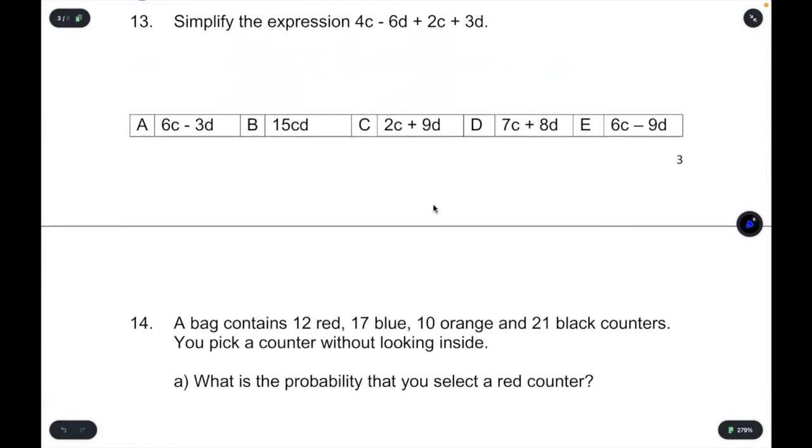13, simplify the expression 4c minus 6d plus 2c plus 3d. This is still the topic of algebra, which is where we're dealing with these letters that have unknown values. What we do in a case like this is we collect what we call like terms, so things that have the same property. These c's, the 4c and the 2c, these are part of the same family. So we can say 4c add 2c, this together makes 6c.